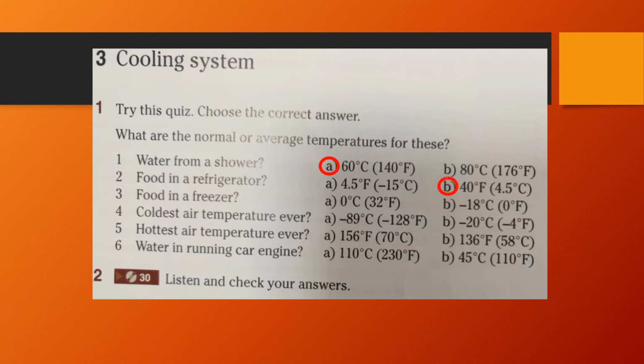And the answer for number 2 is B. Very good. Now let's listen and answer from 3 to 6. After that, we will check them together.